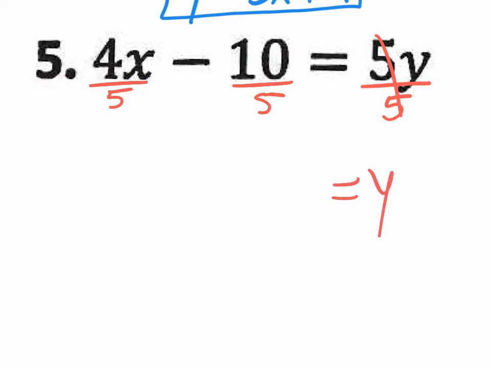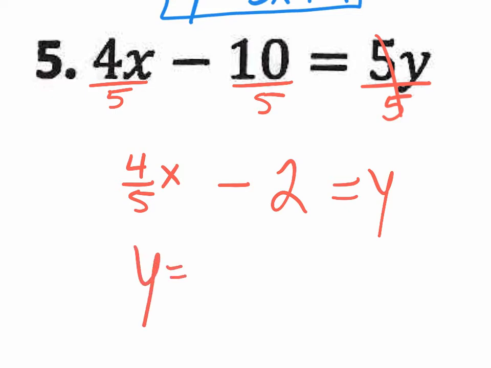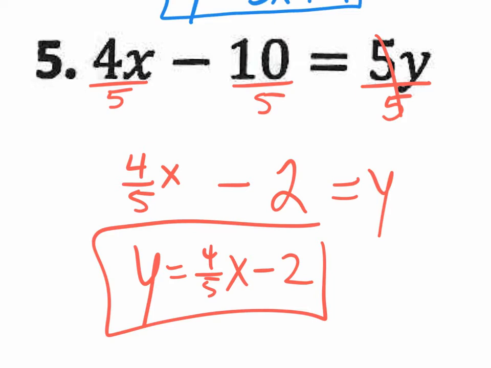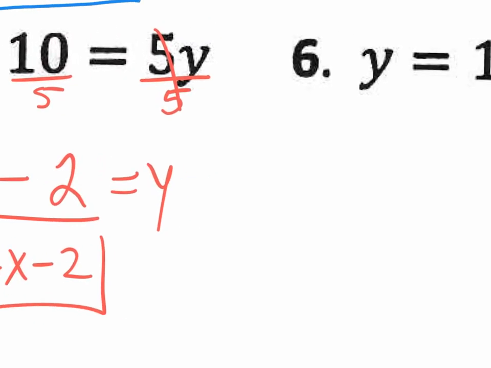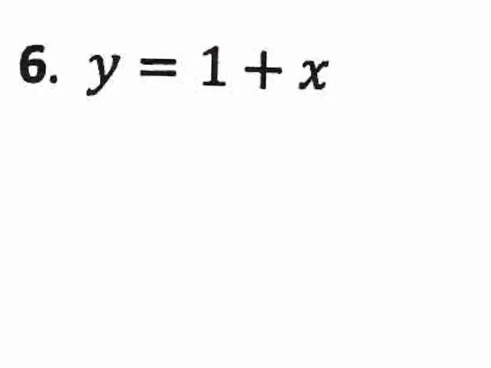I have y equals 10 divided by 5 is 2. There's a minus sign right in front of it. And the 4 over 5, I can't do anything with it, but it does have an x after it. So this is my function form equation, but it's better to have the y on the left side and everything else on the right side. So I'm just going to switch it. Y equals 4/5 x minus 2. That is my function form equation. Moving on to number 6.